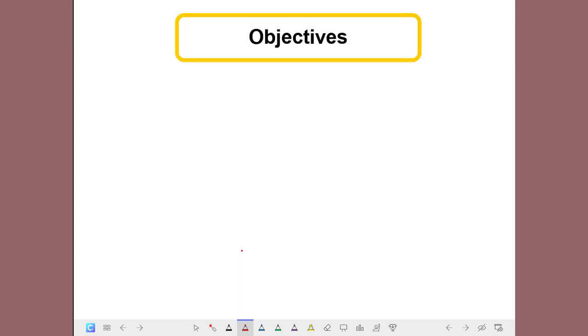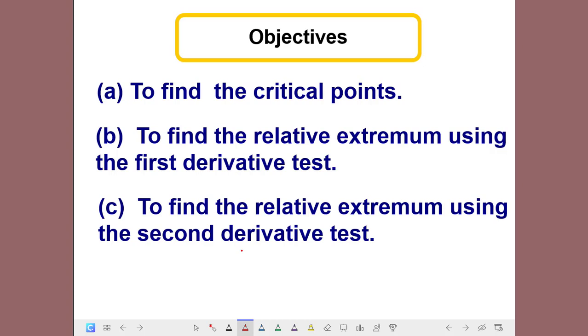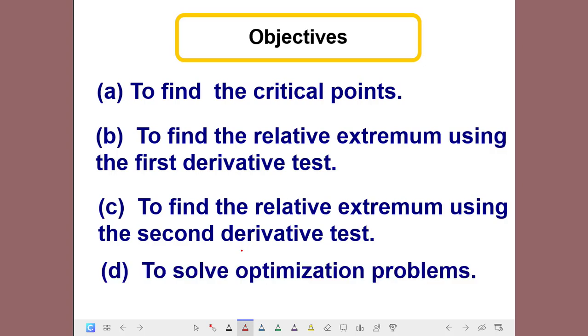Okay, these are the objectives for this lecture: to find the critical points, to find the relative extremum using the first derivative, to find the relative extremum using the second derivative, and to solve optimization problems.